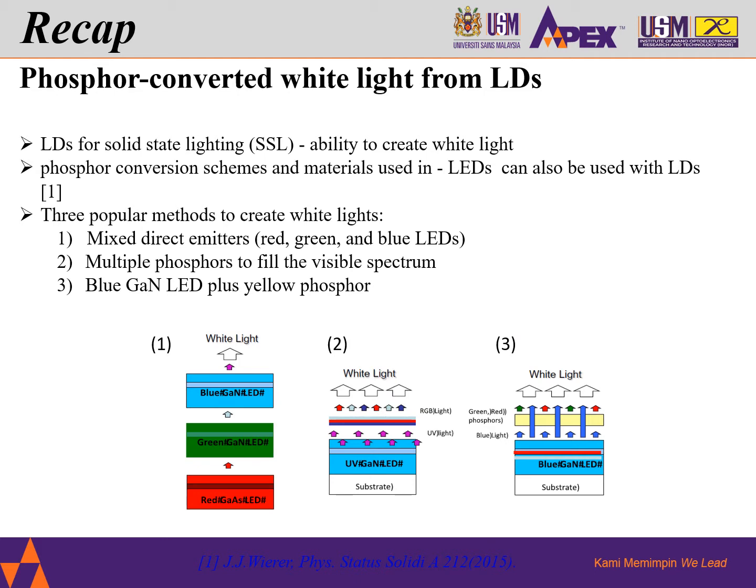Phosphor converted white light from LDs. The requirement for LDs for SSL is the ability to create the white light. Phosphor conversion schemes and materials used in converted LEDs can also be used in LDs. There are three popular methods to create white light. First one is the mixed direct emitters, all of the red, green and blue. The second one is the phosphors to fill in the visible spectrum, producing the white light. And the final one is the blue GaN LED plus yellow phosphor.